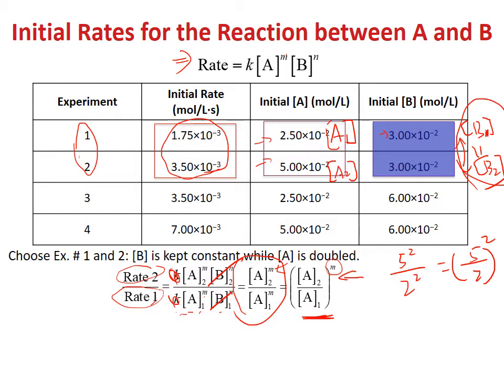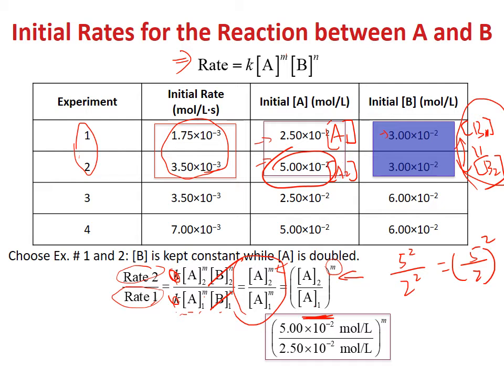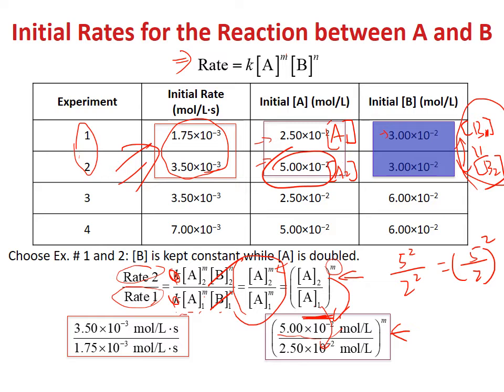Now let's substitute with the numbers. So A2 is this one, 5 times 10 to the minus 2. A1 is this one. So that's the ratio of reaction rate in theory. Now, what is the ratio in experiment? We look at these two: 3.5 times 10 to the minus 3 over 1.75 times 10 to the minus 3. So this is by experiment and this is by theory, and these two should be equal.